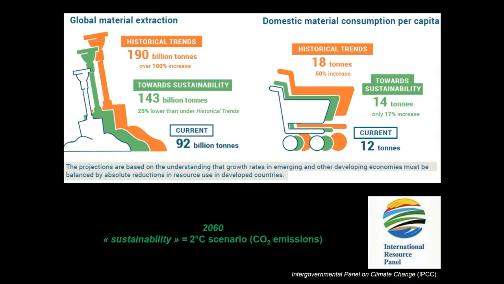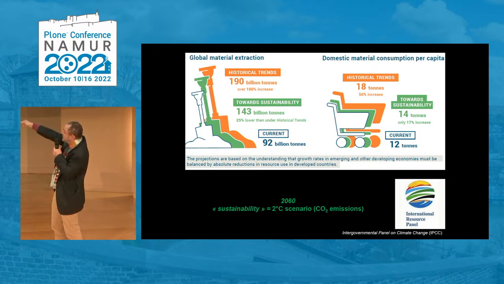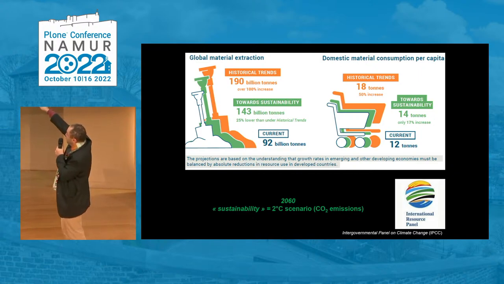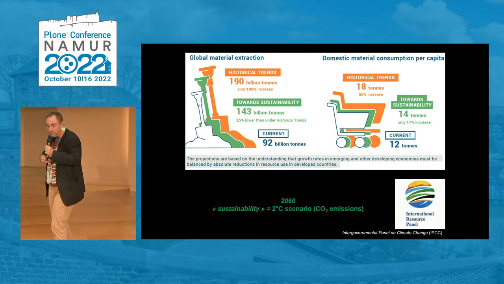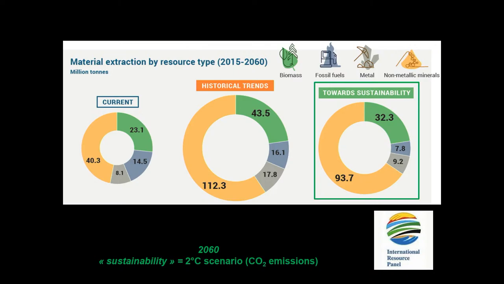In mining. And you know the IPCC, this is well known for two decades, there also exists an IRP, the International Resource Panel. And this panel mentioned that for a sustainability scenario with 2 degrees Celsius more than now, in 2060, you will extract not 92 billion tons, but this. And business as usual means this. This is not my way. This is the IRP report. And this is especially true for metals. Now, sustainability. But mainly for non-metallic minerals, with a large increase for non-metals.